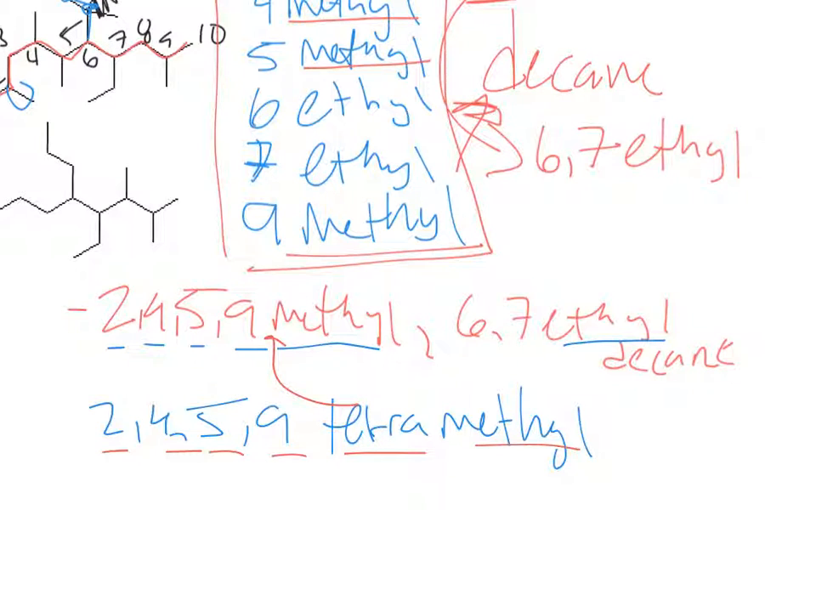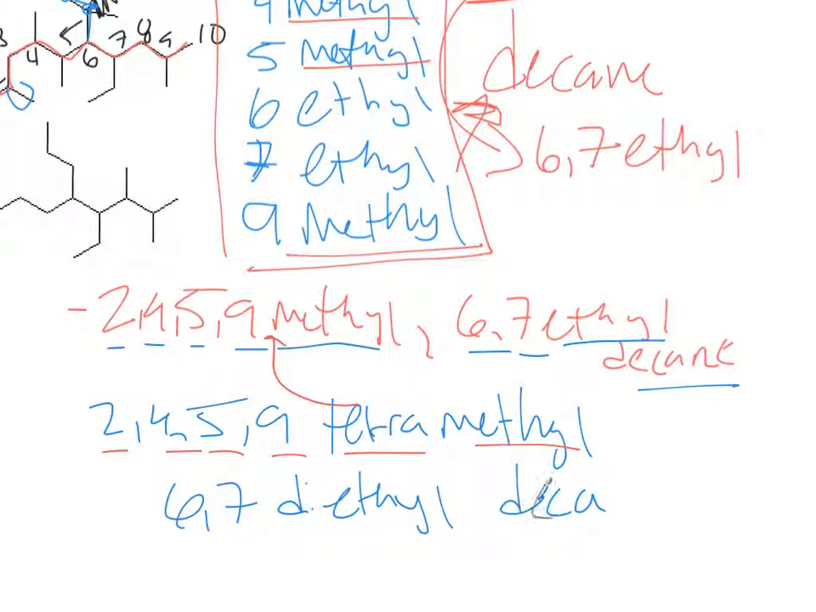Okay, we're not done. We also have 6 and 7 ethyl. Again, there's an ethyl group at each point. So it's 6, 7 diethyl. And then again, decane. Decane. And that is the actual appropriate name for this. For this assignment, we should go ahead and start practicing this.